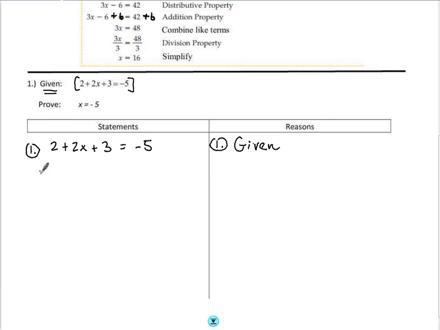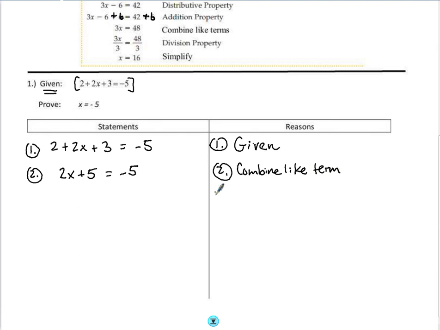In step number 2, I'm going to look at what I'm going to do first in this process. The first thing that I would do algebraically is combine like terms on the same side of the equation. Since there's a 2 and 3 here, I'm going to add 2 and 3 together and get 5. So now I'm going to write my equation as 2x plus 5 is equal to negative 5. The reason is exactly what I just said, but written out in words: I'm combining like terms. And there's always a reason for everything that I do, and that's why we set up a proof.